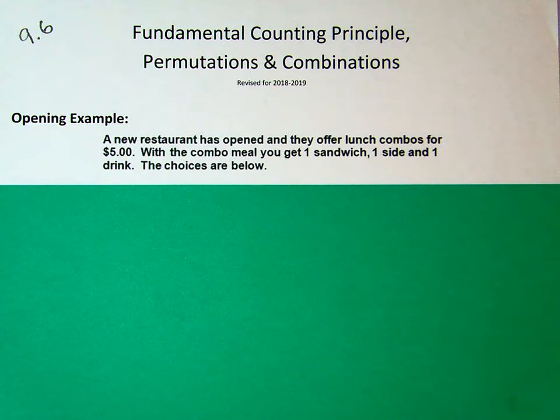Today we're starting section 9.6 in your textbook, which is counting principles. For the opening example, it says a new restaurant is opened and you offer lunch combos for $5. With the combo, you get one sandwich, one side, and one drink. The choices are below. So this problem obviously is a little bit dated with a $5 lunch, but it's still mathematically valid.